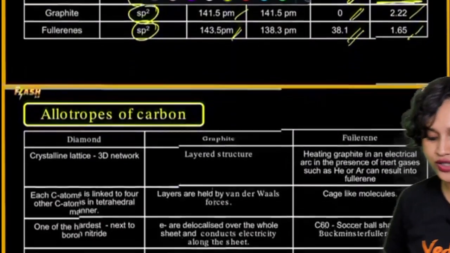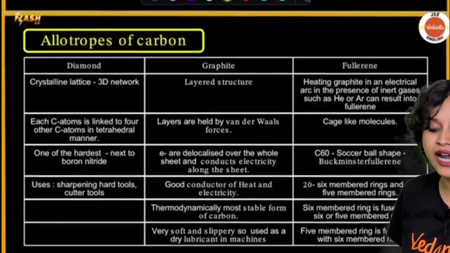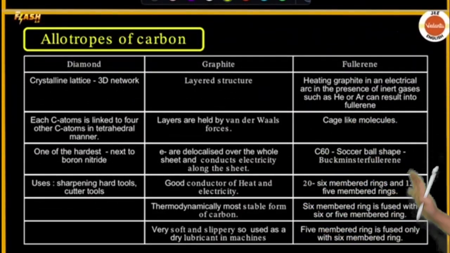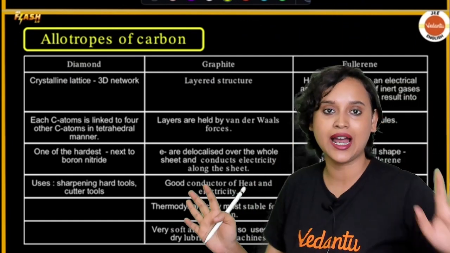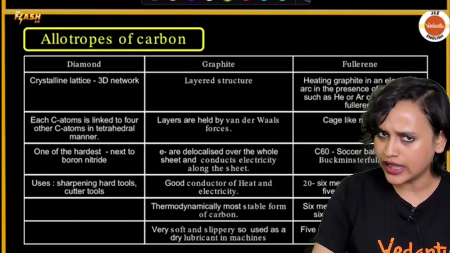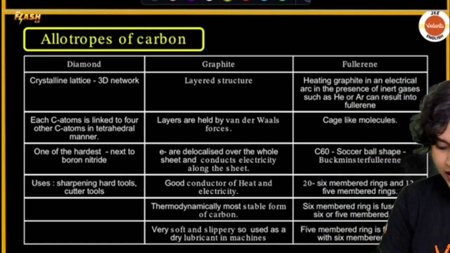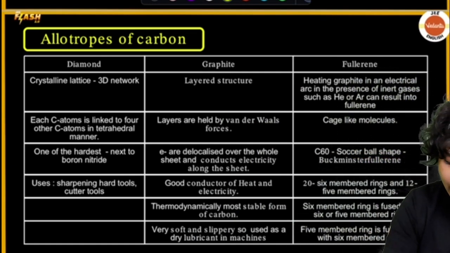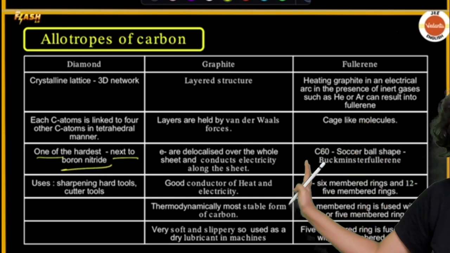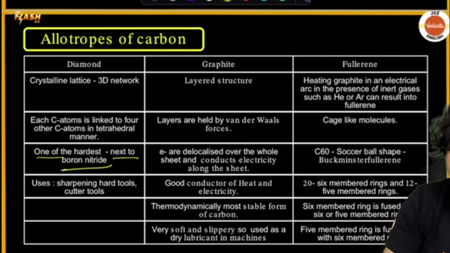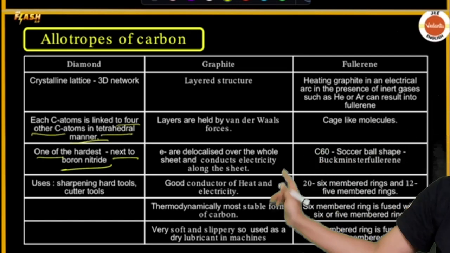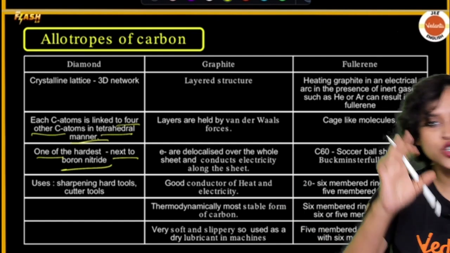That's almost all that we have to study. I also have a table which you can go through and learn at your own pace. I don't think much is going to be asked, but please understand certain things that might come. First of all, diamond is one of the hardest, next to boron nitride. That's something you have to remember. Each carbon atom is linked to 4 other carbon atoms in a tetrahedral manner.